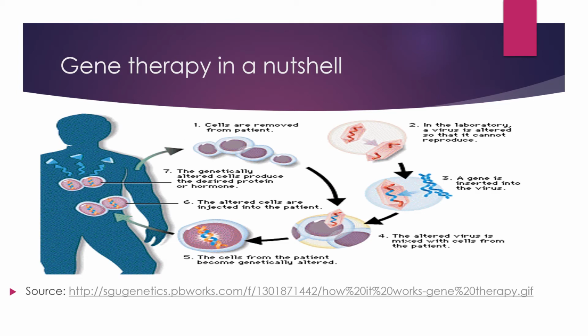This infographic describes briefly how gene therapy works. The cells are removed from the patient, and then in the lab, a virus is altered so it cannot reproduce. The gene is then inserted into the virus, and then the altered virus is mixed with cells from the patient to become genetically altered, and then these cells are injected back into the patient to produce the desired protein or hormone.